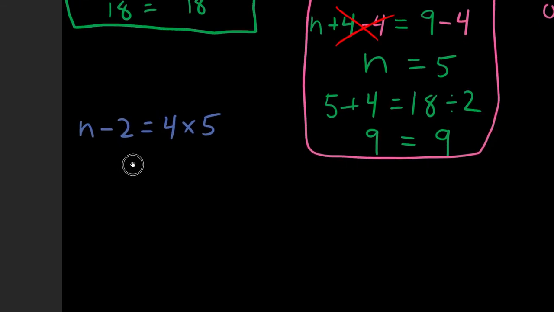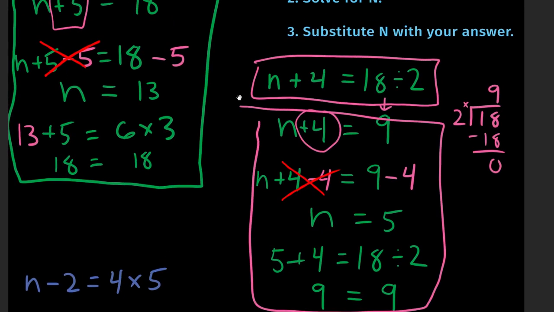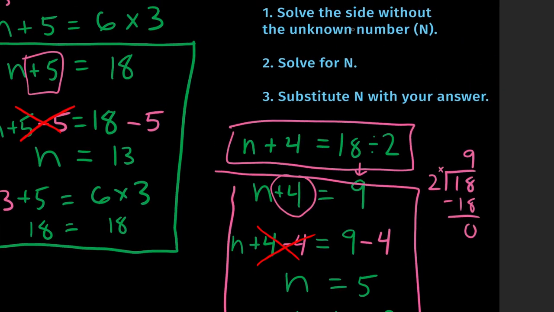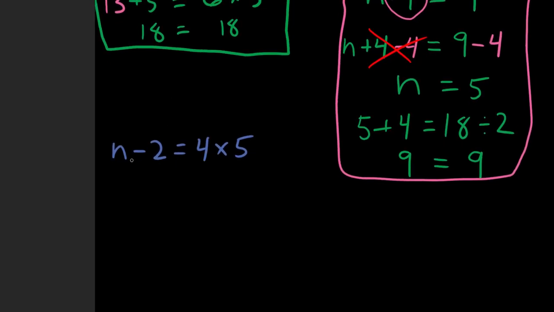So remember, our first step is to do, what was it? Solve the side without the unknown number n. So which side does not have the unknown number n in it? Is it n minus 2 or 4 times 5? Yeah, this side, right? So do this first. 4 times 5 equals 20. Bring down the equal sign. Bring down the n minus 2.